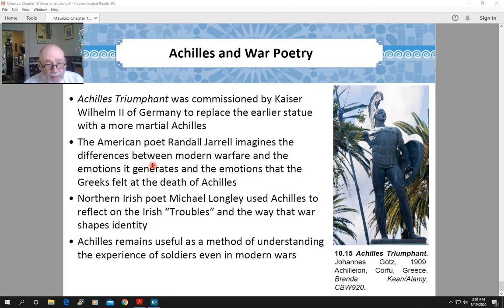An Irish poet, Michael Longley, used Achilles to reflect on the Irish Troubles, which are what happened in Northern Ireland in the 60s and 70s, the sort of fight between the Protestants and the Catholics, and the way that war shapes one's identity. Right, but in Northern Ireland during that time period, you were either one side or the other, right? So that determines sort of who you are, and there's not a whole lot of getting past that.